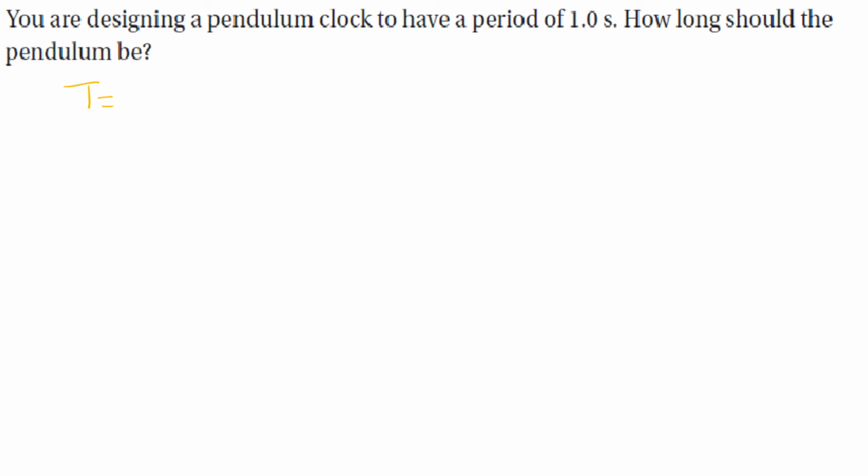You are designing a pendulum clock to have a period of one second. So the period of oscillation T equals 1 second. How long should the pendulum be? We have to find the length.